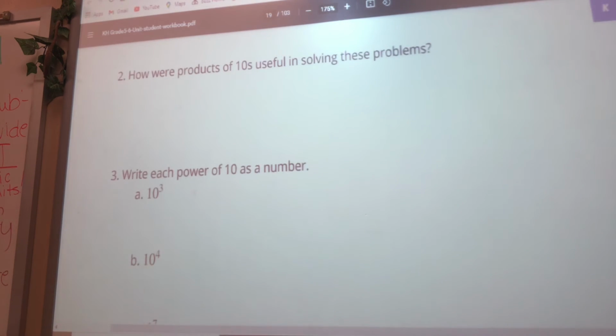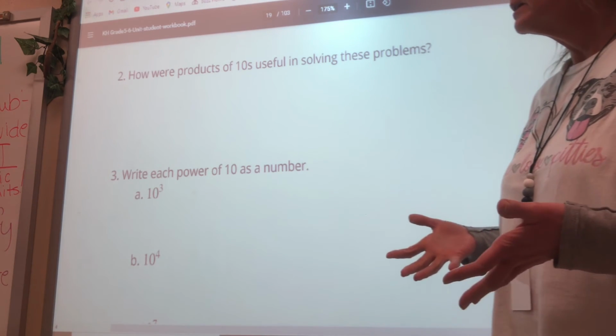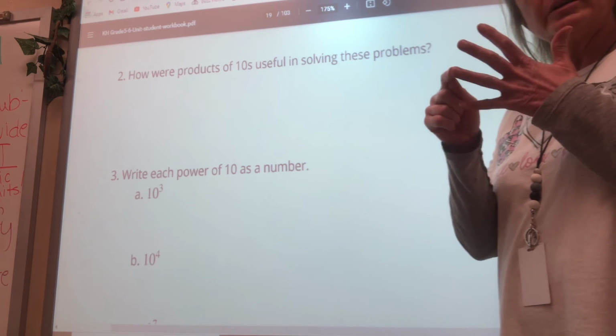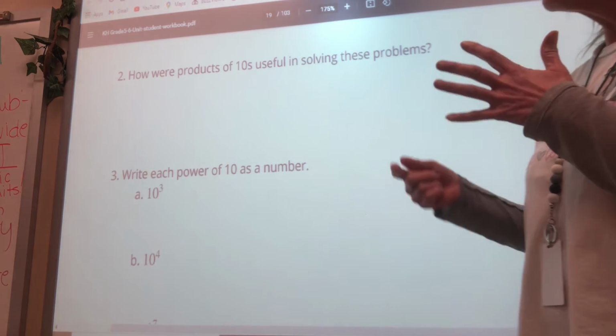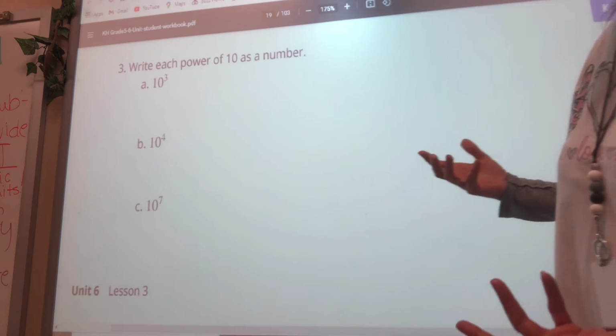How are products of 10 useful in solving these problems? Well, if we're working in products of 10, multiples of 10, every time there's another 0, that's another multiple of 10. So it makes it a lot faster and easier to solve those problems.